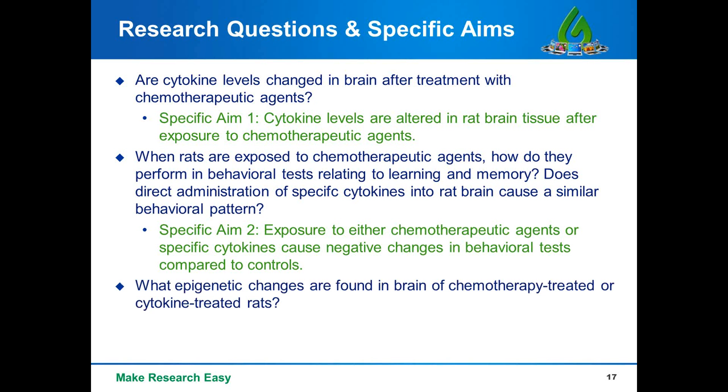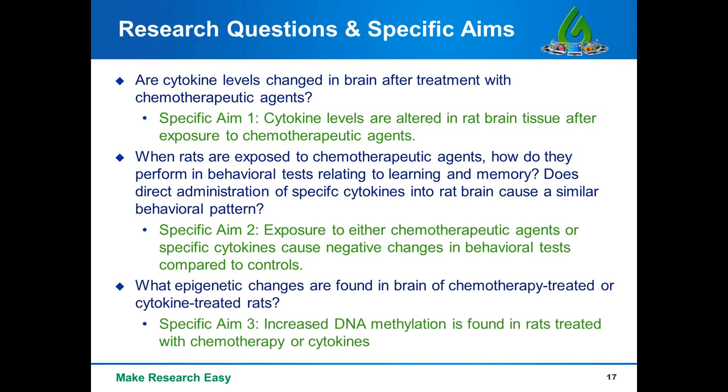Lastly, what epigenetic changes are found in the brain of chemotherapy-treated or cytokine-treated rats? And here we're going to look at increased DNA methylation in rats that are treated either with chemotherapy or cytokines, or control.